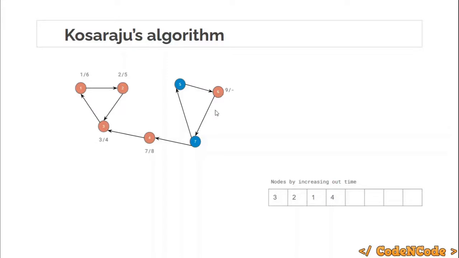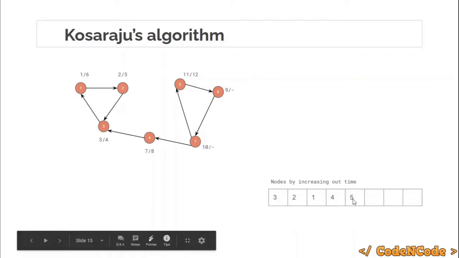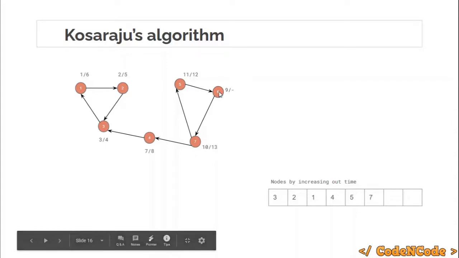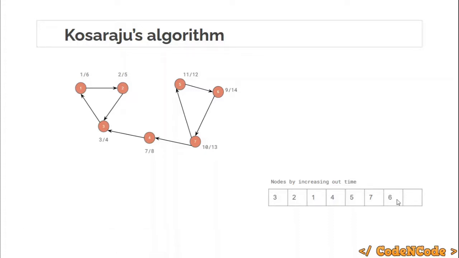From 6 there is an edge to 7, so you would go to 7 at time 10. From 7 you would go to 5 at time 11. Now there's nothing to do for 5, so 5 would return. Before returning, you would insert it into the ordered list. After that you reach 7. There's nothing to do for 7, so 7 will exit as well, and finally you would exit from 6. So you see, all of these nodes are actually in the order of increasing out time, right?